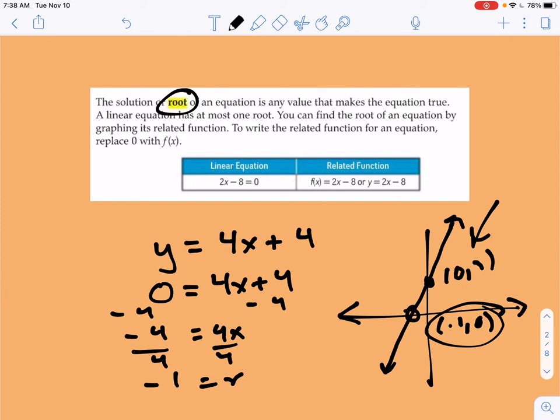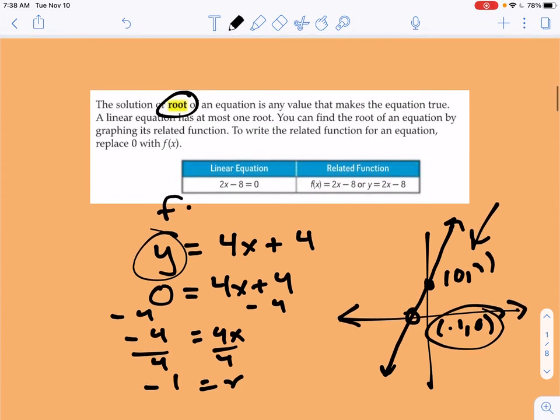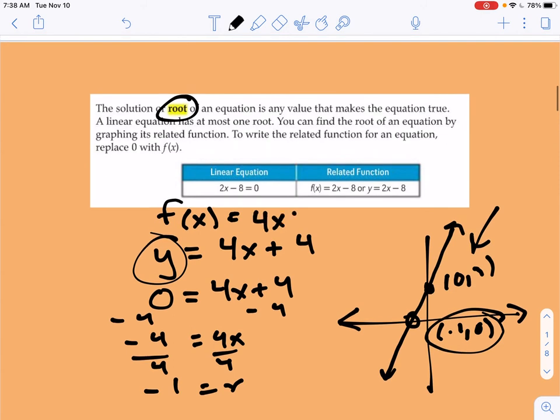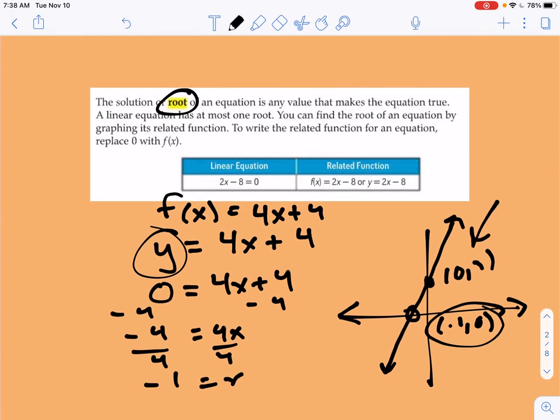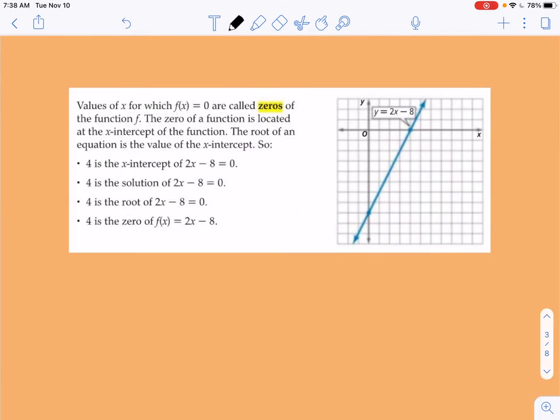Basically, you would also replace y. So if you have y equals 4x plus 4, you would say f of x equals 4x plus 4, and it's that simple. Now let's look at what we have over here really quickly.